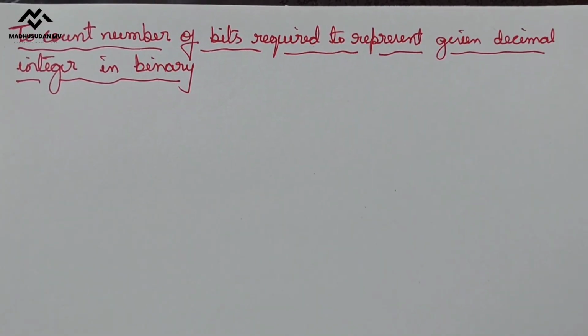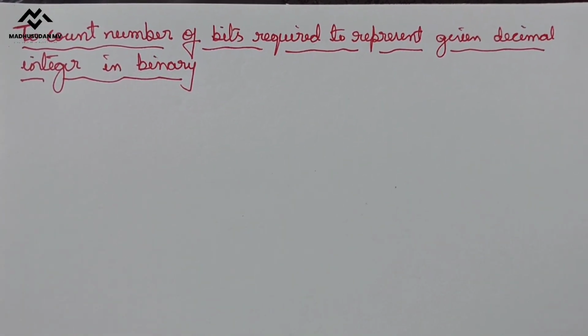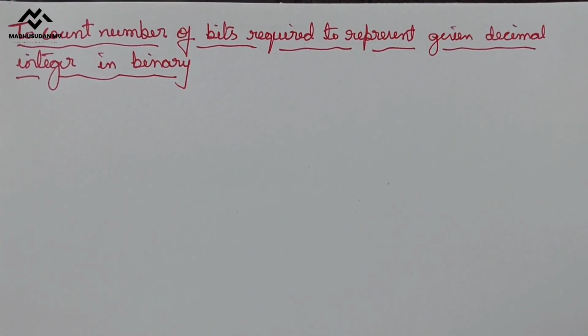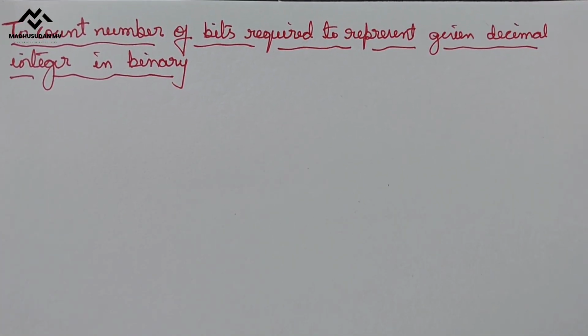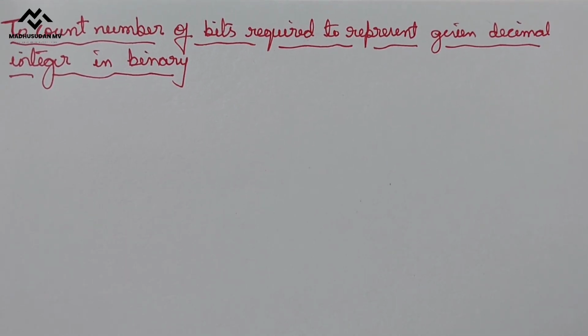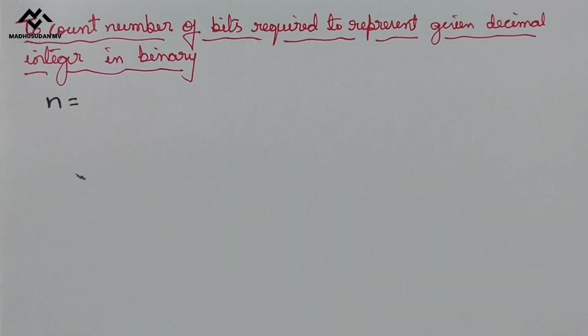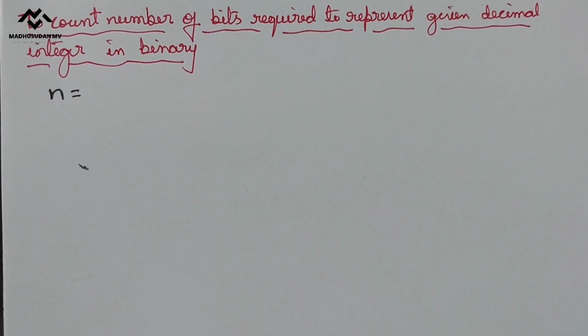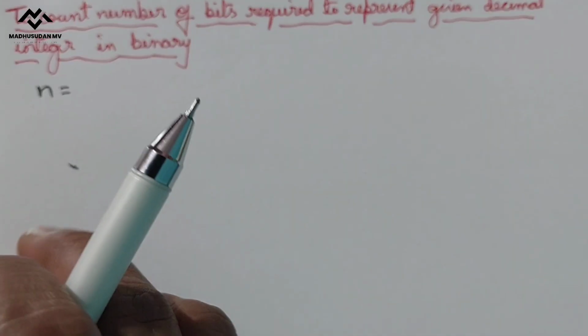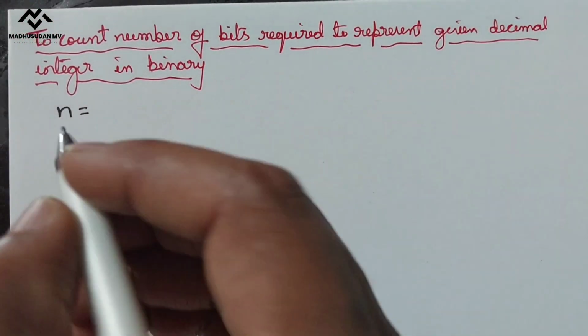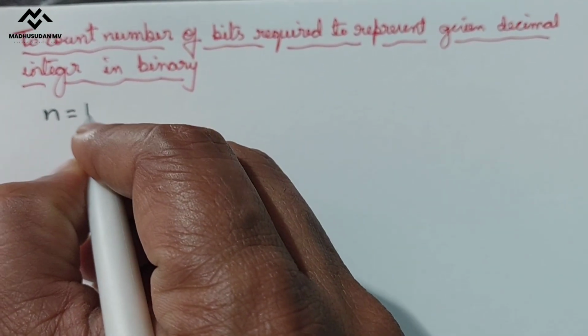Hi everyone. In this video I am going to explain the algorithm to count the number of bits required to represent a given decimal integer in binary. Let us understand this by taking one example. Let us take some number n in decimal integer. So let us take n is equal to 19.